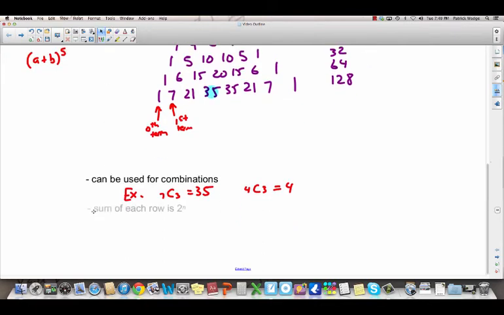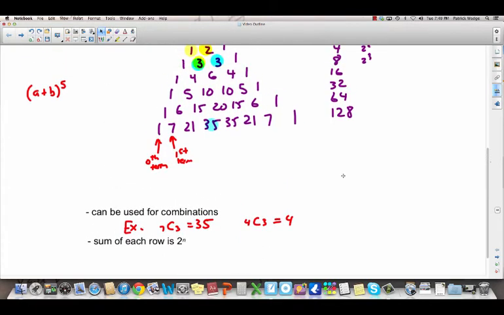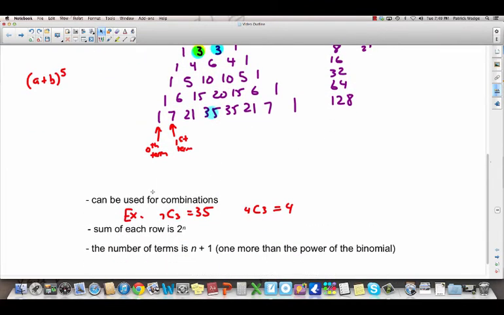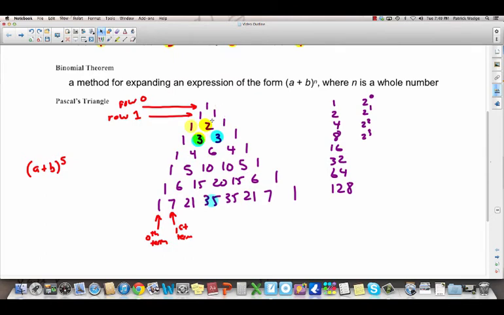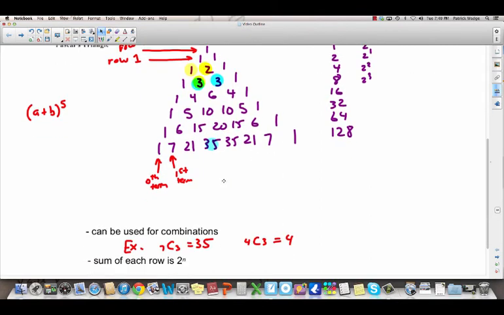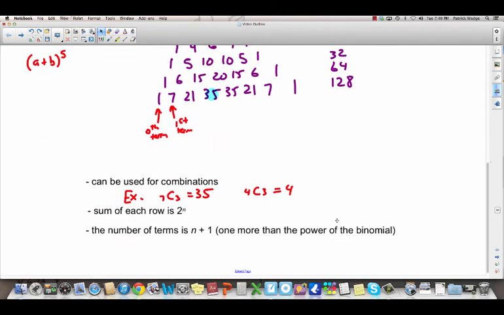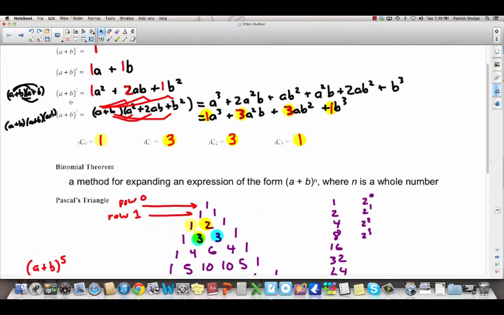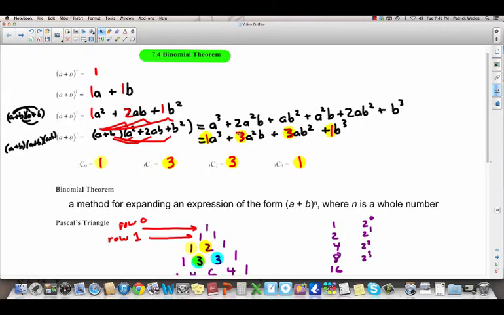What else can we say about it? The sum of each row is 2 to the n, so that's what we showed you there. The number of terms in each row is n plus 1. So there's 1 term in row 0, in row 1 there's 2, in row 7 there's 8 terms. And that's always 1 more than the power of the binomial. So if you were expanding a plus b to the 5th, you would expect 6 terms. There would be 6 terms, just like a plus b to the 3rd has 4 terms.